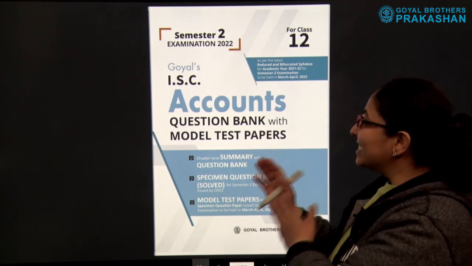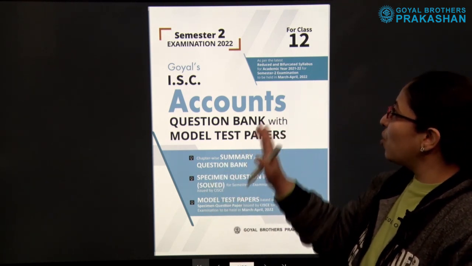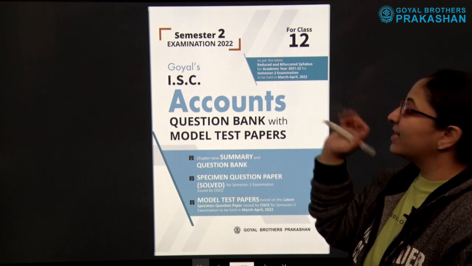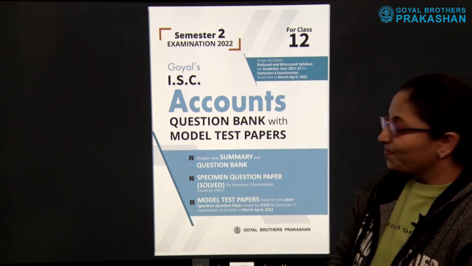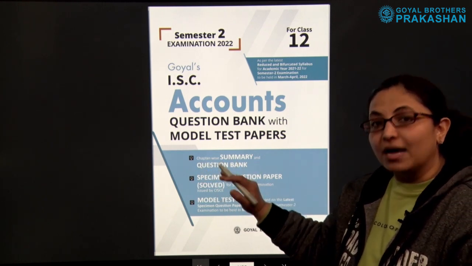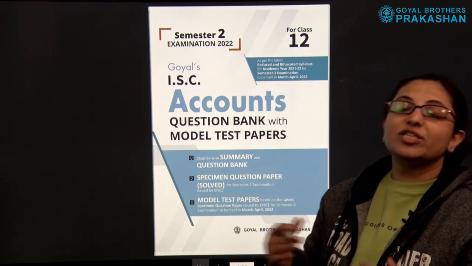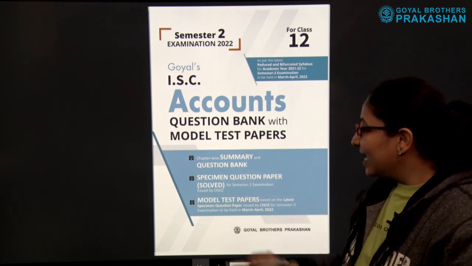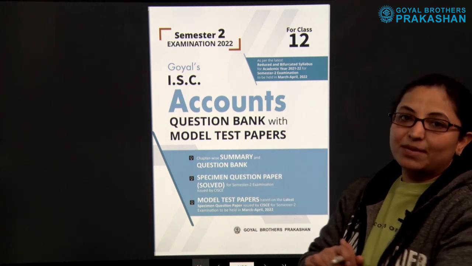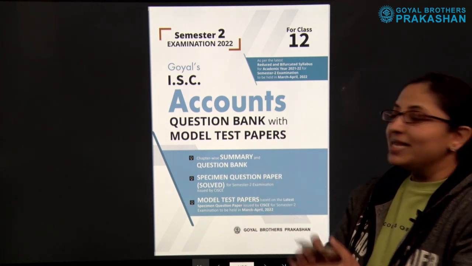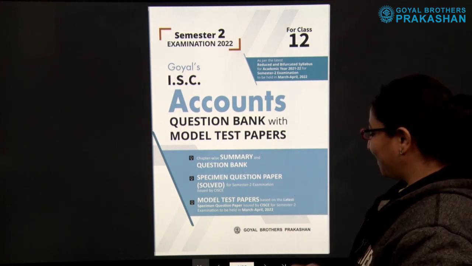Please note that this is a question bank with model test papers. This book is based on the latest reduced and bifurcated syllabus for academic year 2021-22. This book has a chapter-wise summary and question bank. It also has the specimen question paper which is released by the council, and it has model test papers which are based on the specimen question paper released by the council. Now let me take you through the book and tell you how the book has been designed.